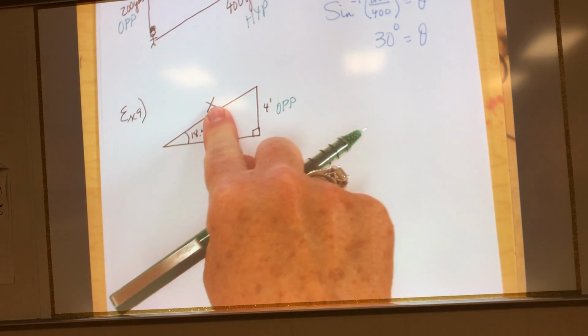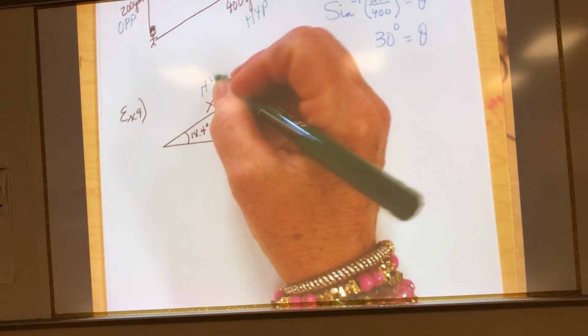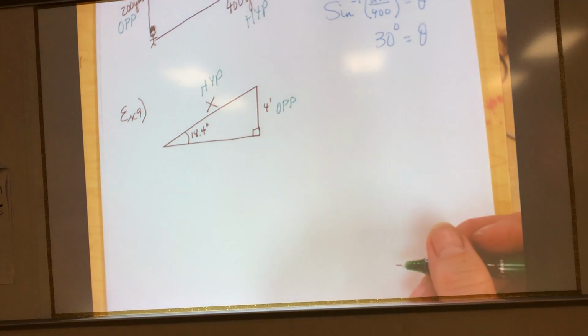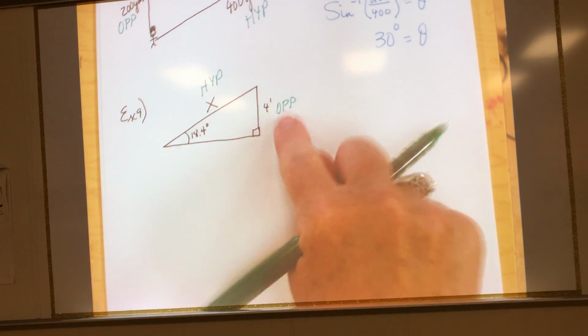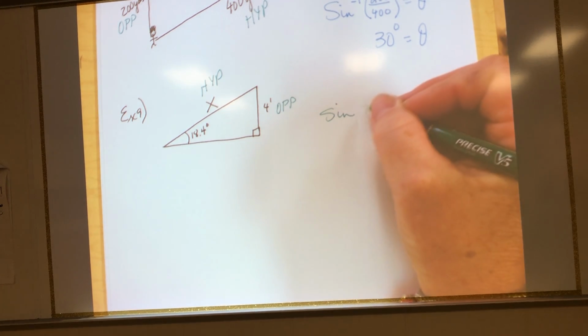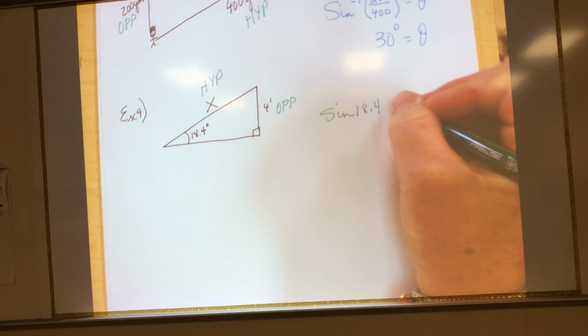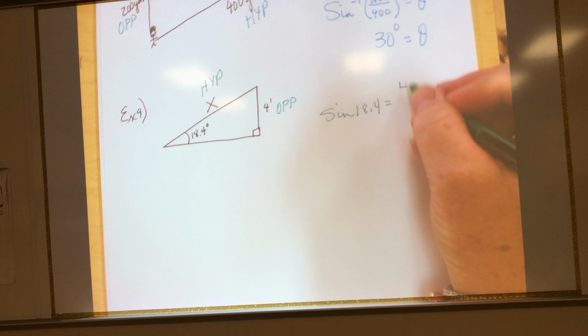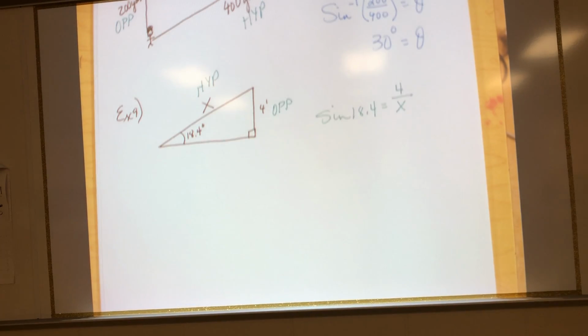What's this side called? What function deals with opposite and hypotenuse? Sine. So that's my sine. So the sine of 18.4 is equal to opposite over hypotenuse. All right, so we're solving for x.